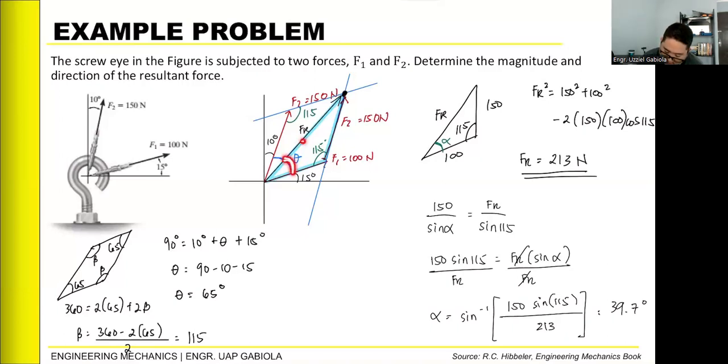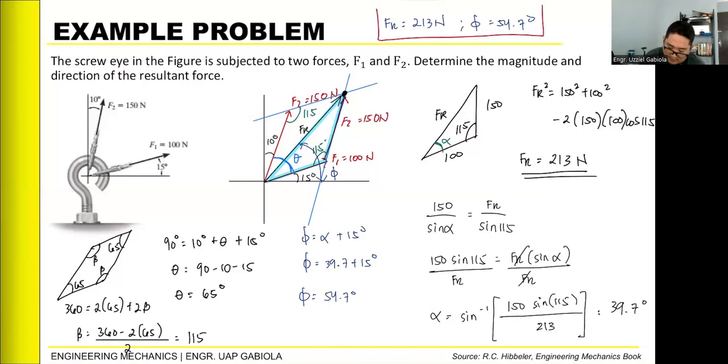Ito pa lang yan. Ang kailangan natin is mula dun sa positive natin. So kung tatawagin natin halimbawa itong yan, tawagin natin itong phi. Okay? So si phi is equal sa alpha plus 15 degrees. So kung ano yung value ni alpha, so 39.7 plus 15 degrees. So yung answer natin will be 54.7 degrees. So yung final answer natin will be FR natin, resultant of 213 newtons with angle na 54.7 degrees. So ito po yung ating final answer, which is the one being asked sa problem natin.